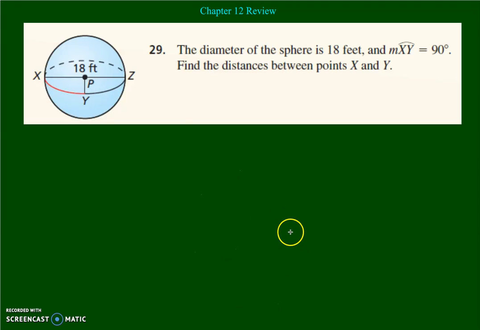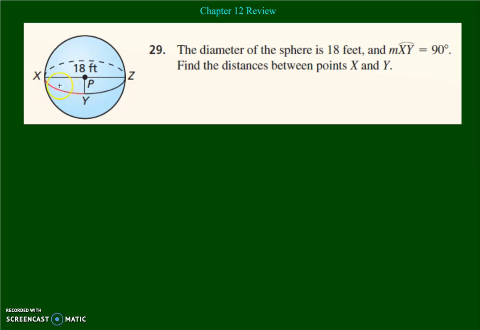In problem 29, we have a sphere that has a diameter of 18 feet, and we have an arc that is 90 degrees in measure. So we're looking at arc XY here. So this is an arc of the sphere, and we're finding the distance between points X and Y on the surface of the sphere. Now this problem is going to use the concept that the distance between any 2 points on a sphere is the arc of a great circle.